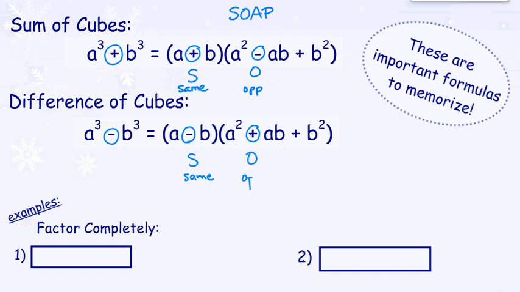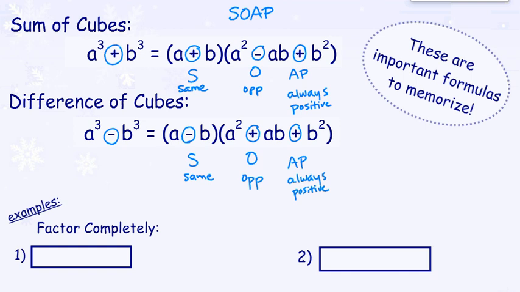So we have the same sign, next we have the opposite sign, and then you'll notice the last sign along the way is always positive. So we have AP for always positive. That doesn't help us remember every single thing about the formula, but at least it will help us keep the signs straight. So jot those down and work on committing those formulas to memory. And we're going to work through some examples.